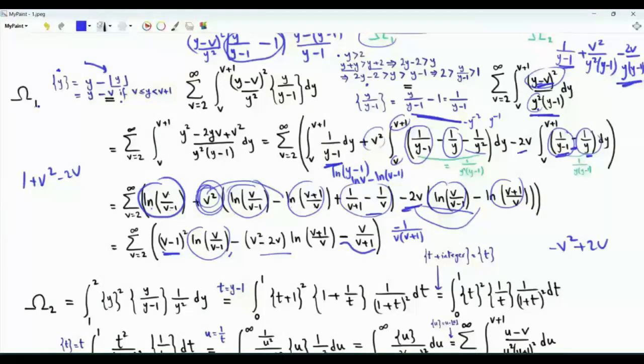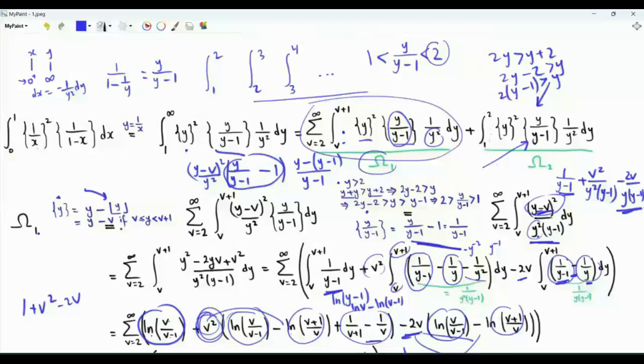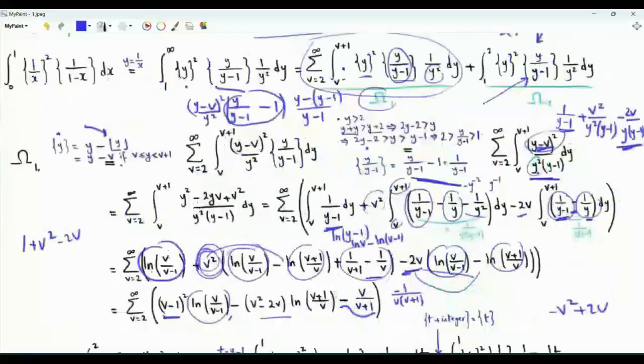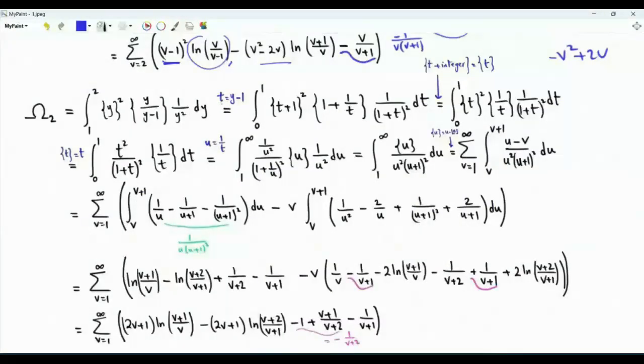This is omega 1. Now we go to omega 2, which is the integral from 1 to 2. First, let's do the substitution. Y equal to 1 plus t. Every y here is replaced by 1 plus t. The limits of integration become from 0 to 1.